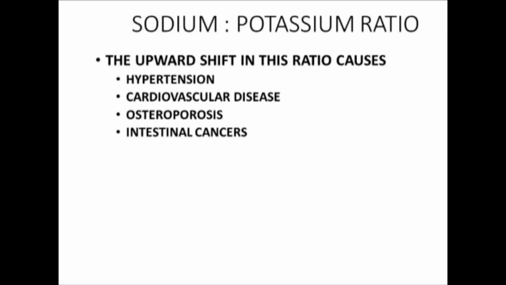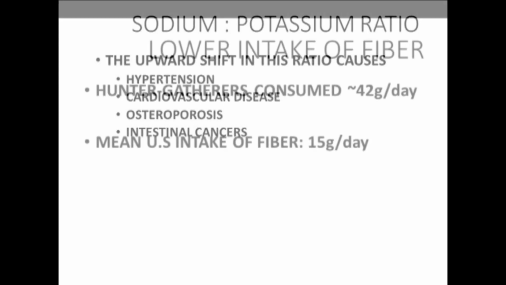So what we know about the sodium-potassium ratio is that when there's an upward shift of this ratio, that means more sodium relative to potassium, there's an increase in hypertension, there's an increase in the population level of cardiovascular disease, osteoporosis, and intestinal cancers. When is it that we see the sodium-potassium ratio rise? Very simply, when there's an abundance of processed foods coming into the diet.